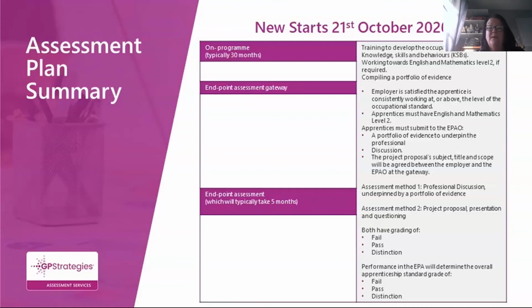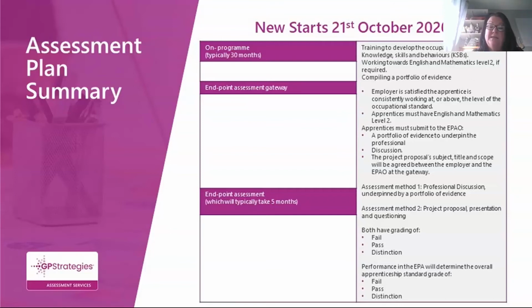There are 2 assessment methods for this assessment plan, compared to the 5 that were in Assessment Plan 2. So we have a professional discussion, as previously mentioned, underpinned by a portfolio of evidence. That's your assessment method 1. And assessment method 2 is the project proposal, presentation and questioning.